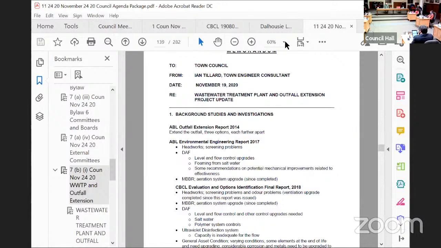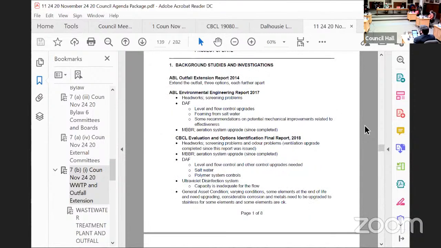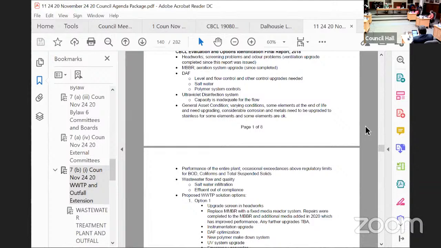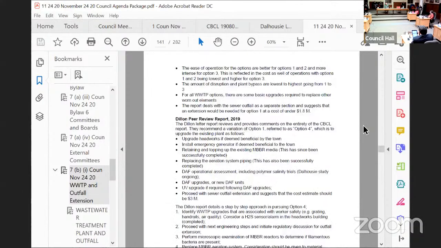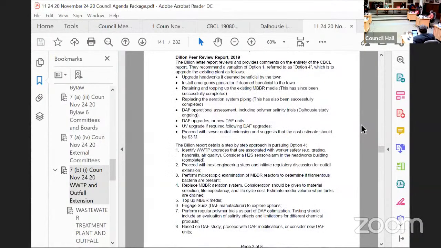Following that, in 2018, as Sarah had alluded to, the CBCL did an evaluation of the plant and identified some possible options for upgrades. And following that, Dillon Engineering from Halifax did a review of that report. Now, hopefully we all know, the CBCL report proposed three options with significant cost differentials between the three options. The Dillon report really focused on essentially one of those options, which we ended up calling option four, but it was a modification of the CBCL option number one, which was an upgrade to the existing plant.